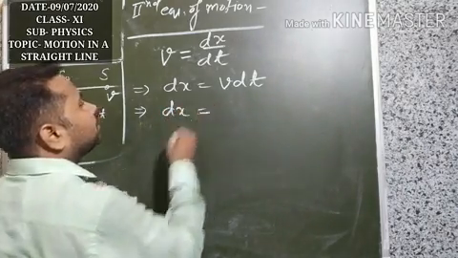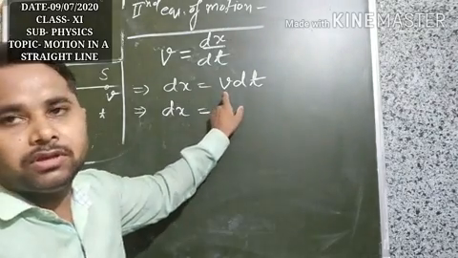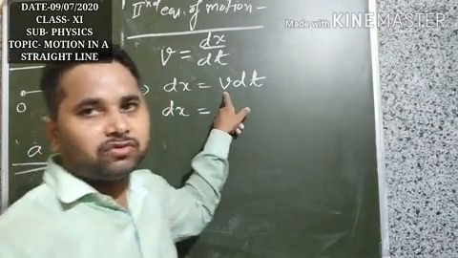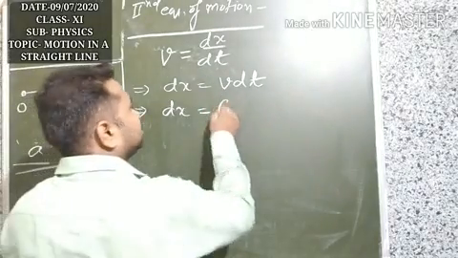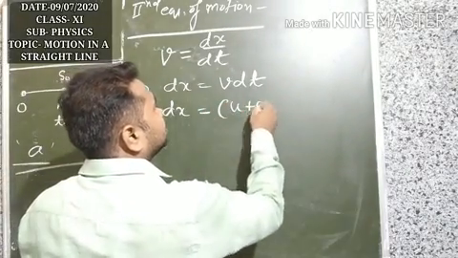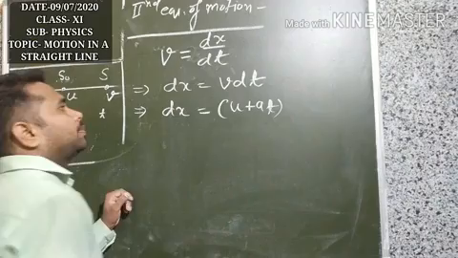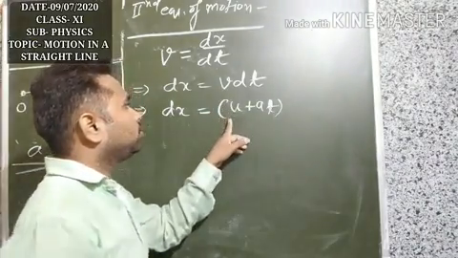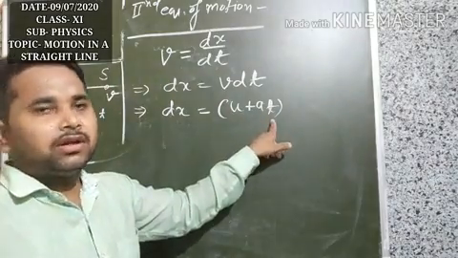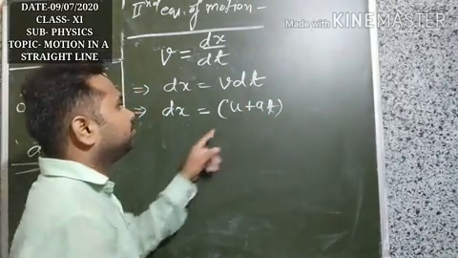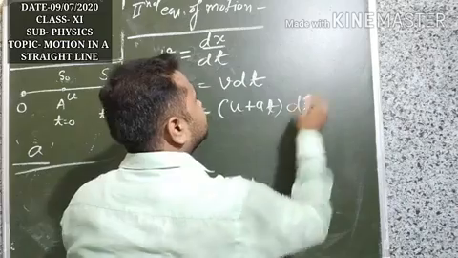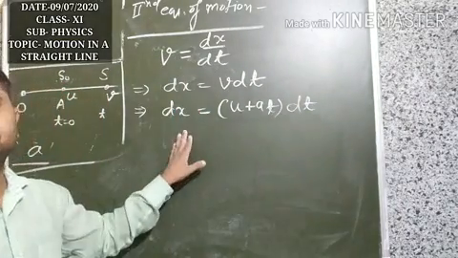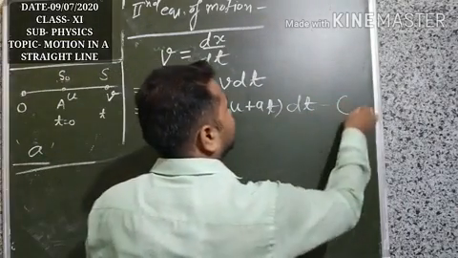dx is equal to, now you know the value of v. By the first equation of motion, it is u plus at. This is u plus at. By the first equation of motion, v is equal to u plus at. So we are replacing v by this term, and outside this is dt. Suppose we mark it as equation number 2.